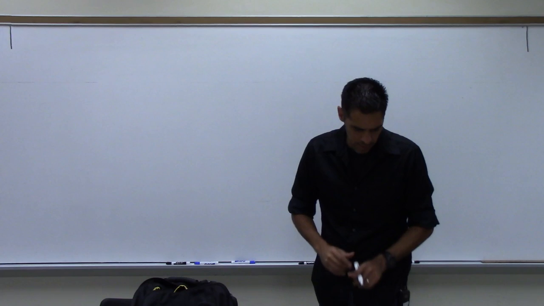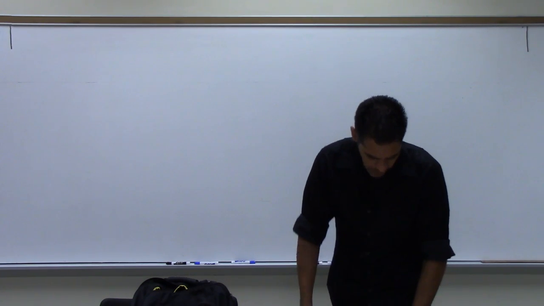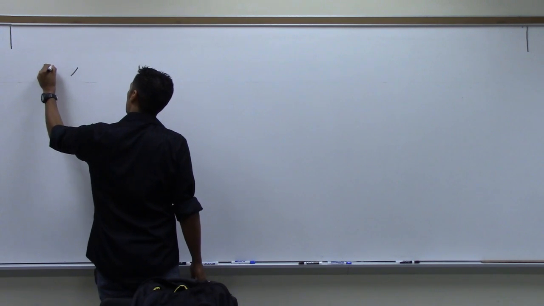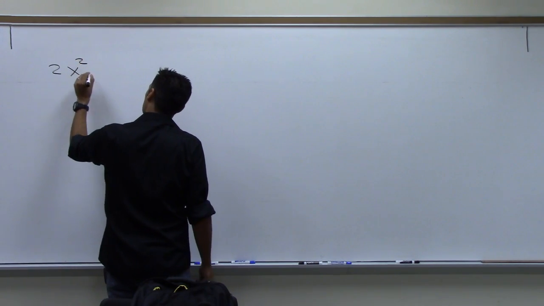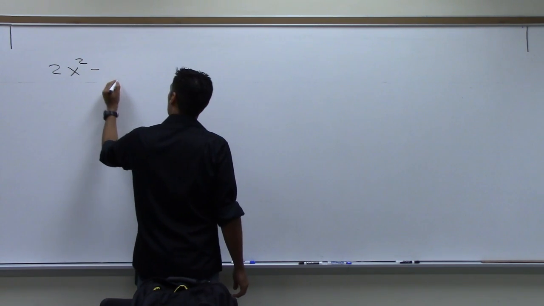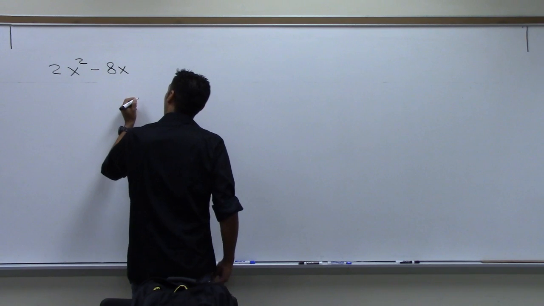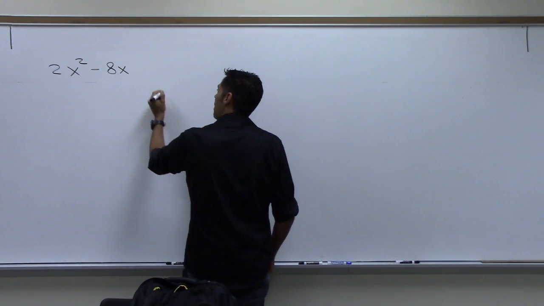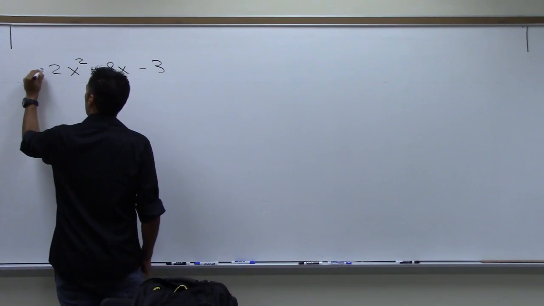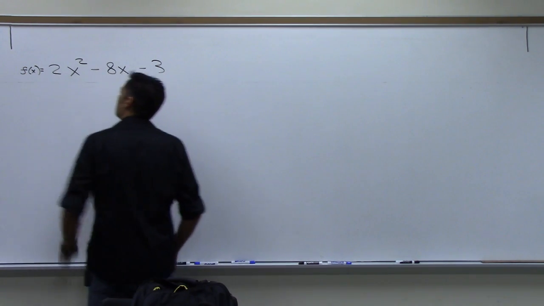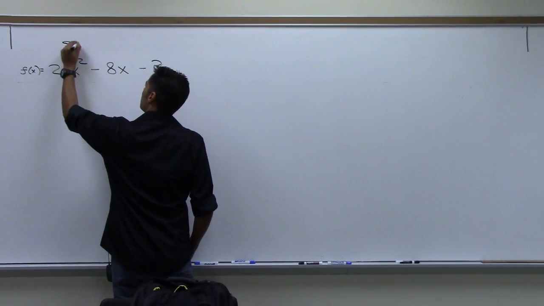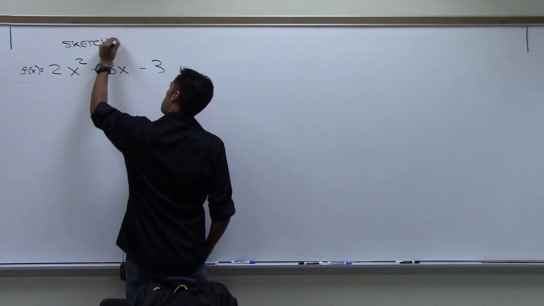All right, so let's start with, I think I'll make one up. 2x squared minus 8x minus 3. Oh, sorry, I forgot to put f of x here in front. And the instructions here are to sketch this.